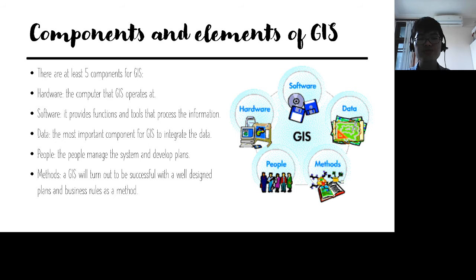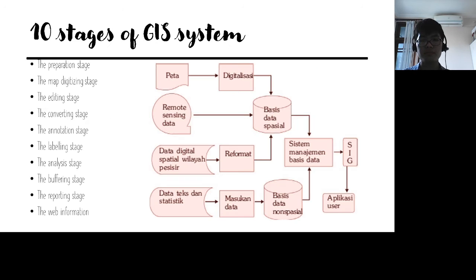There are at least 5 components for GIS. Hardware, the computer that GIS operates on. Software, it provides functions and tools that process the information. Data, the most important component for GIS to integrate the data. People, the people who manage the system and develop plans. Methods, a GIS will turn out to be successful with well-designed plans and business rules as a method. And as you can see through the picture here, I have the 5 components and elements all together.